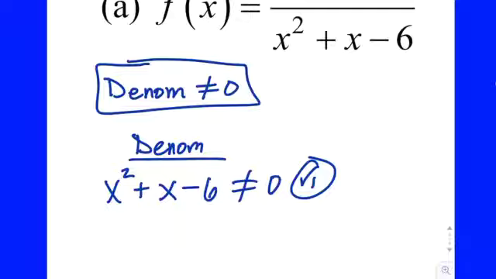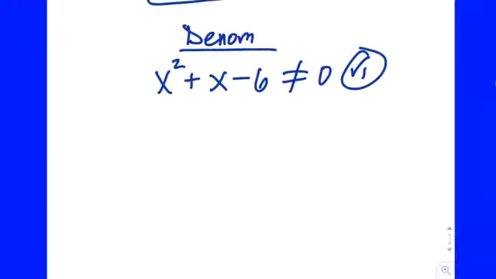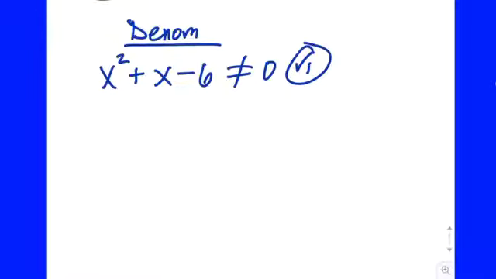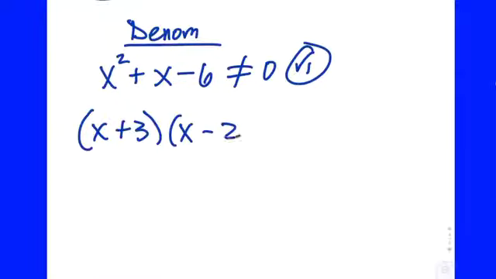Now, it's a non-equation or an unequation. I don't know what you want to call it, but you can solve it as if it were an equation, okay? So how would we solve something like that if it were equal to 0? We'd factor it, right? So that would be your next step. Factors of negative 6 that add to positive 1. That's going to be x plus 3 and x minus 2.